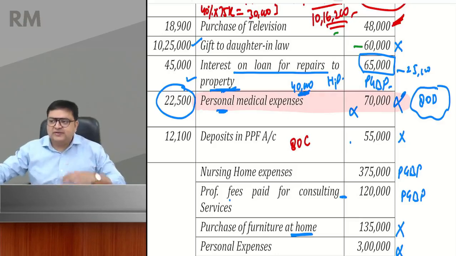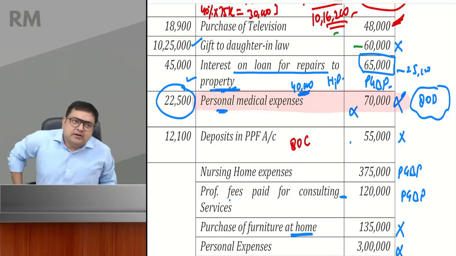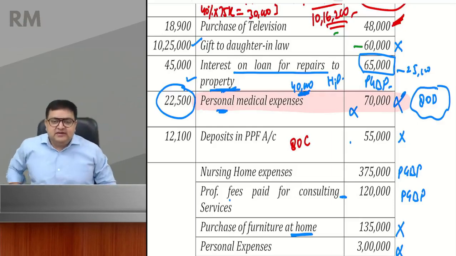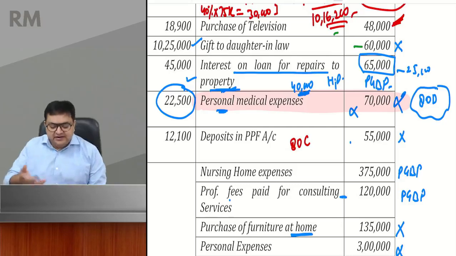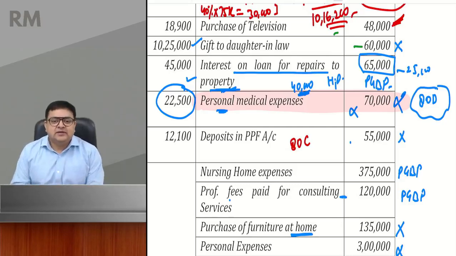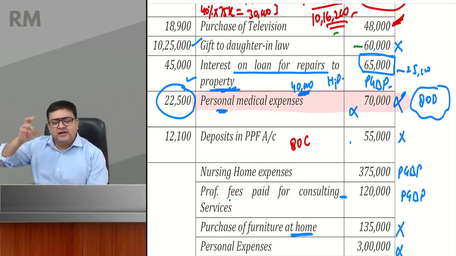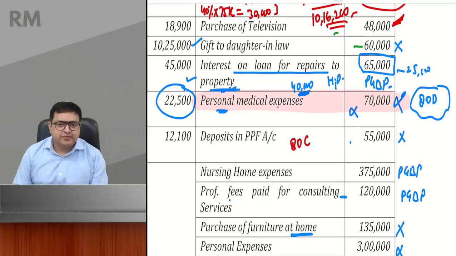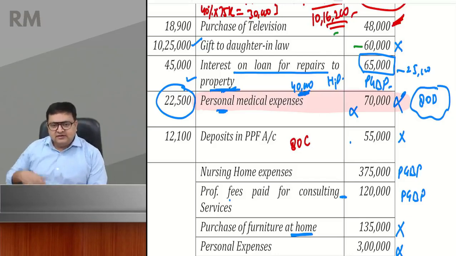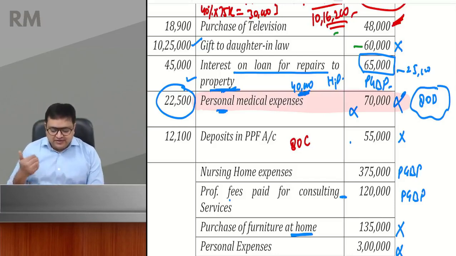For health insurance, we get the deduction. But we know that if the assessee is a senior citizen, and here he's a super senior citizen, I've told you that in that case, if he does not have a health insurance, then his medical expenses are equivalent to the health insurance premium. So in this case, since he's a very old person, he's 82 years of age.